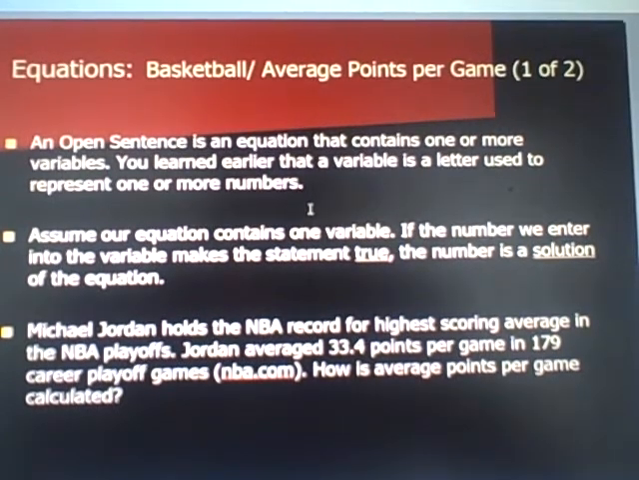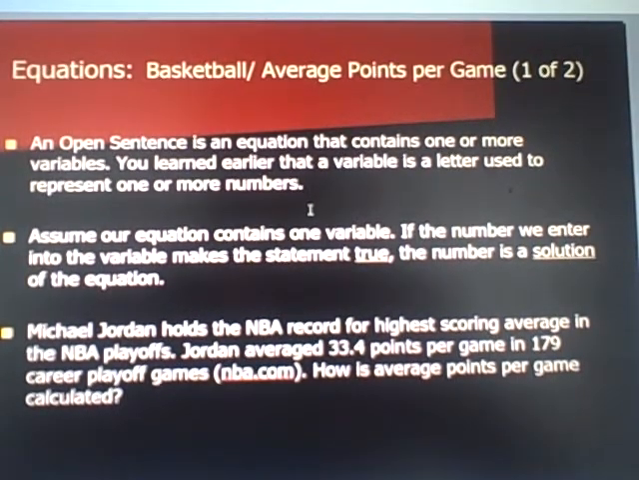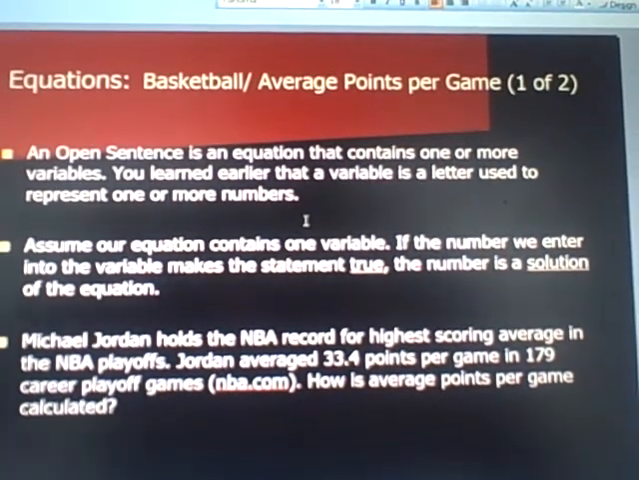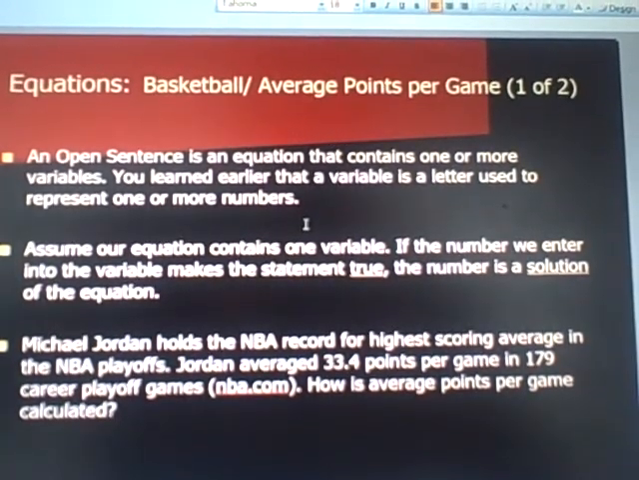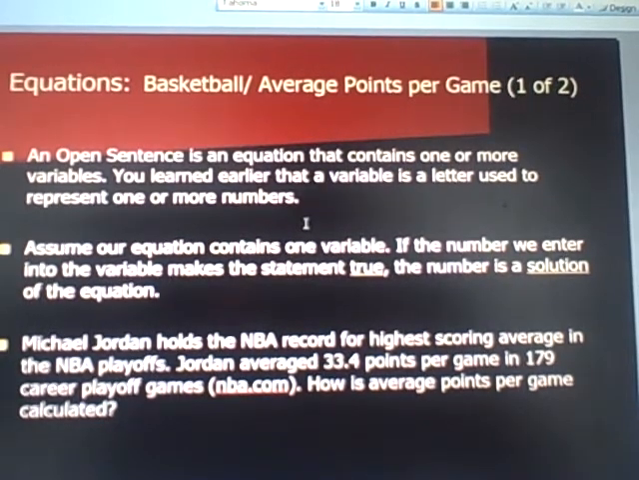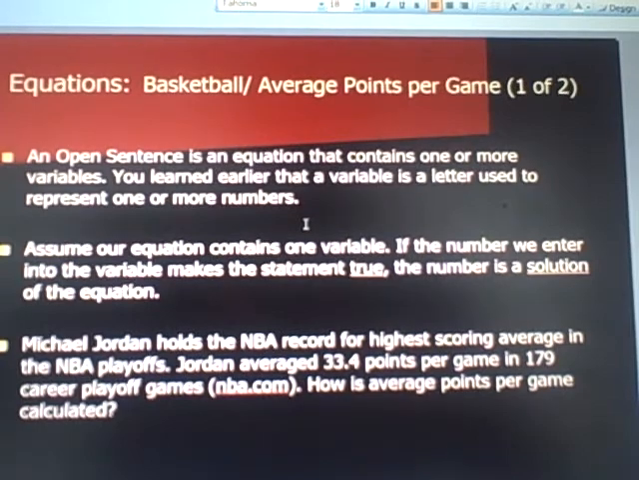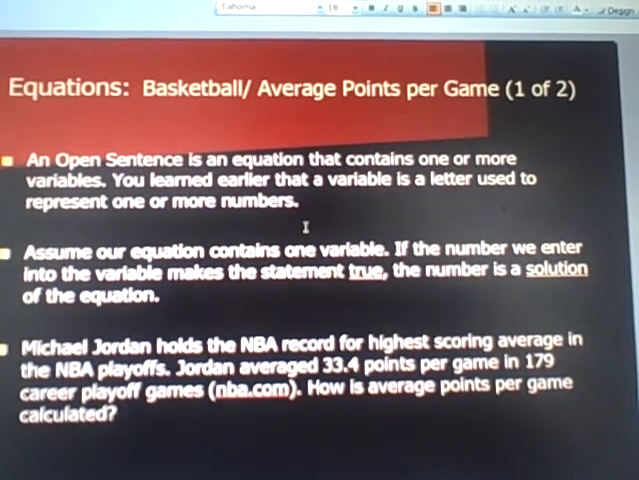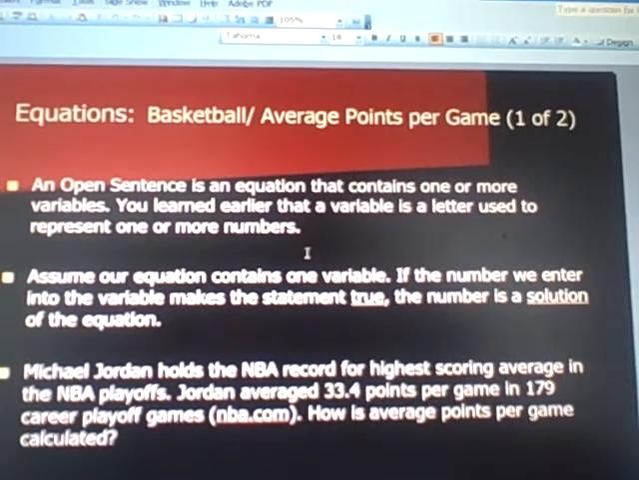At the bottom of the page, here's our next example. Michael Jordan holds the NBA record for highest scoring average in the NBA playoffs. Jordan averaged 33.4 points per game in 179 career playoff games. How is his average points per game calculated? How do they figure that out?